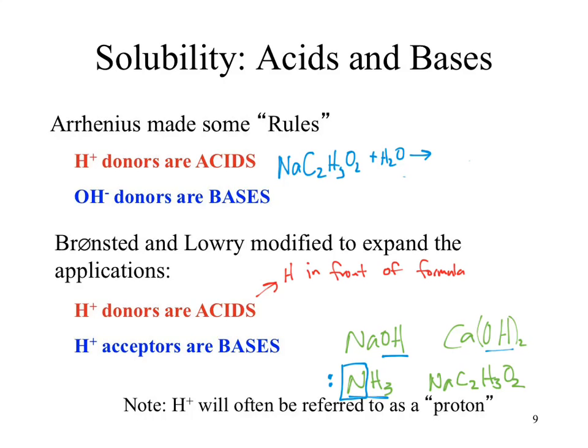Should it stay a solid? The one rule that I have memorized? 1A, which was group 1 elements are soluble. Where is sodium? Group 1 element, so we generate Na plus and, I already forgot my formula, C2H3O2 negative.